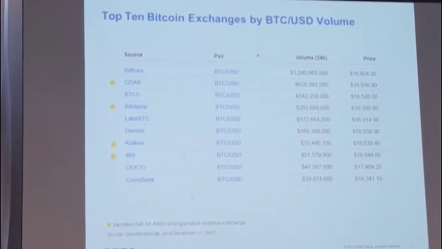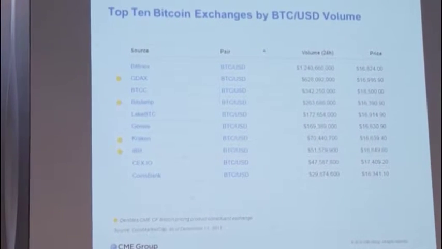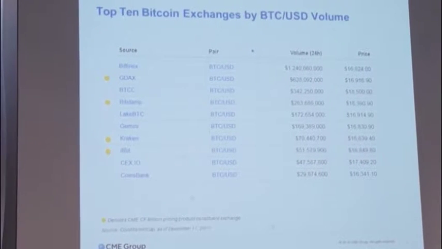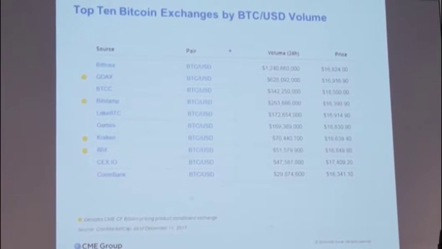These are the top 10 Bitcoin exchanges based on volume. We've identified 4 that we're working with to draw data to collect for our reference rate, but you can see there are others here. And the clearinghouse will be monitoring all of these exchanges to identify if we want to add or subtract from our list of people that we're currently drawing our information from.